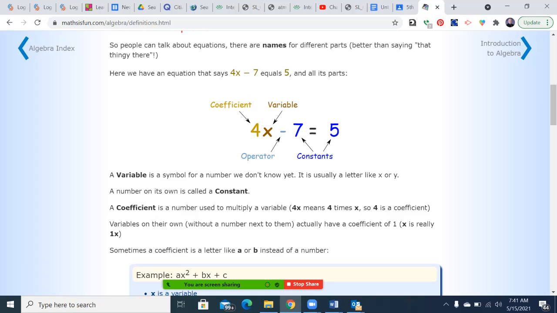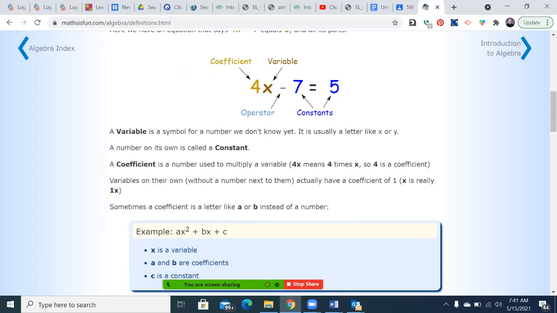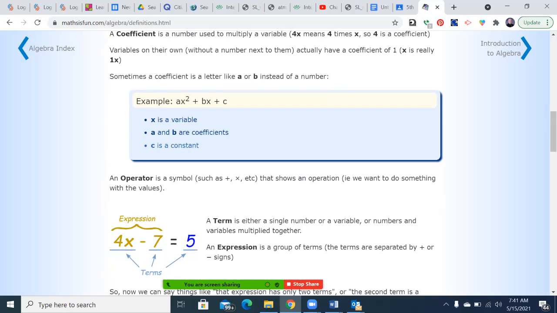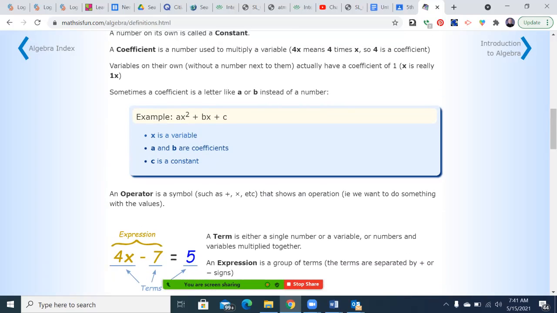The problems you get today will not be that complicated. Variables on their own without a number next to them actually have a coefficient of 1. So if there was no 4 here and it just said x minus 7 equals 5, I would know that the coefficient is 1. Sometimes a coefficient is a letter like a or b. So you have ax squared plus bx plus c. Yeah, you will do this one some other day. We're not doing that today. So you're good, but they just want to tell you that a and b are coefficients and c is a constant. Don't worry, you're not doing that today.